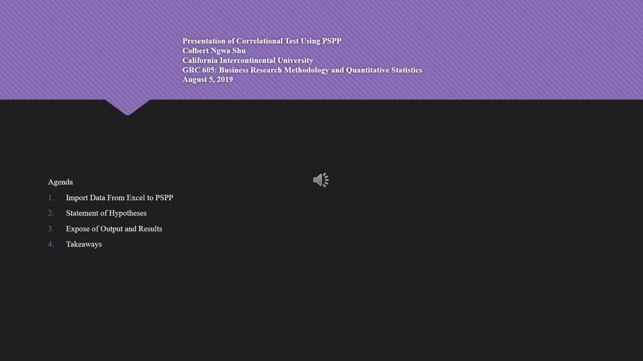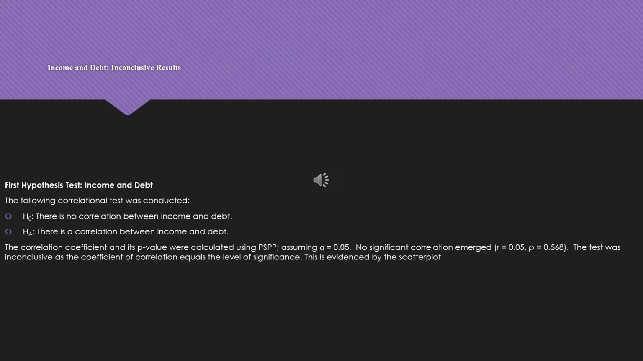We shall, first of all, import data from Excel to PSPP, and then we're going to state our hypothesis, followed by the exposé of output and results, and we conclude with takeaways. Using PSPP and the bivariate analysis, we're able to evidence a series of correlations between important economic data. The first one evidenced here is income and debt, leading to inconclusive results.